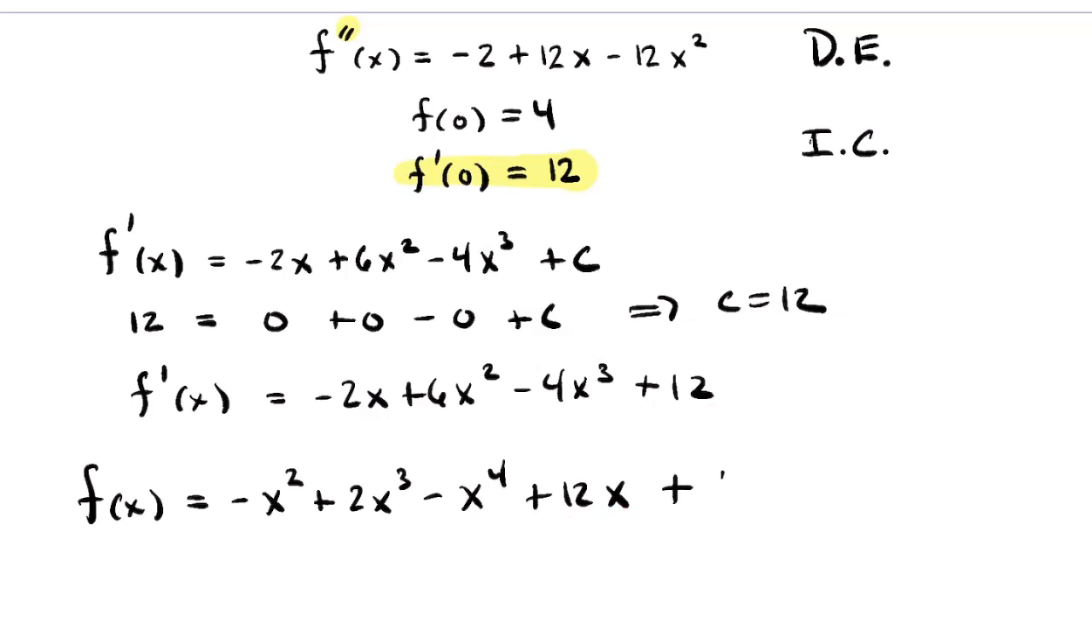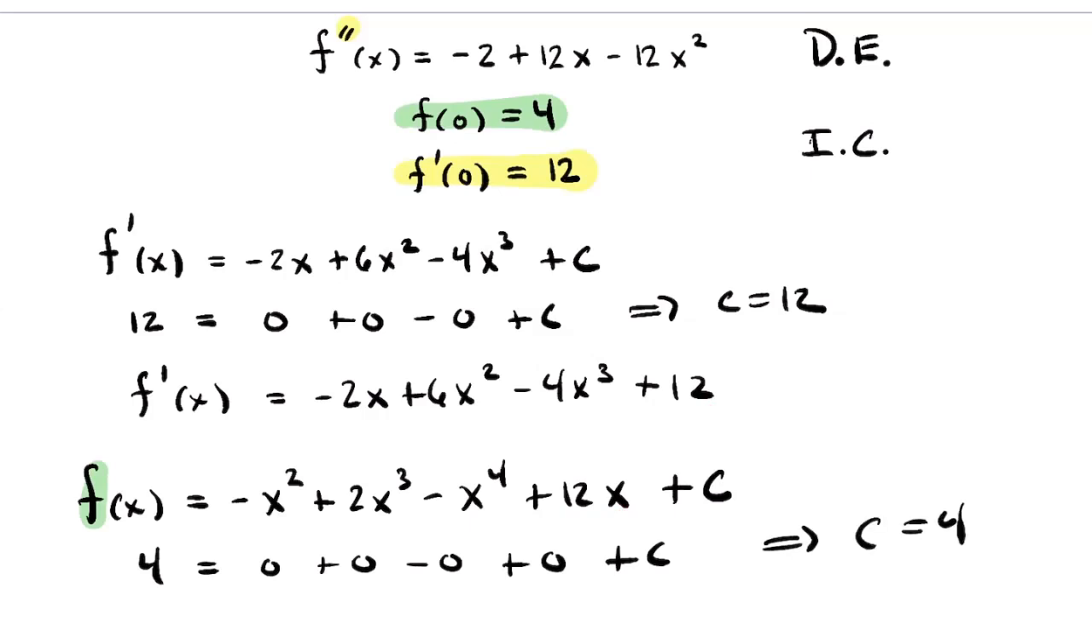But I need to add a constant. I'm just going to use the same variable name. I don't have to keep renaming it. And now I'm going to use the second condition, or the one I listed first, that when I plug 0 into f, then I'm supposed to get 4 as an output. So 4 is 0 plus 0 minus 0 plus 0 plus c. So c has to be 4.